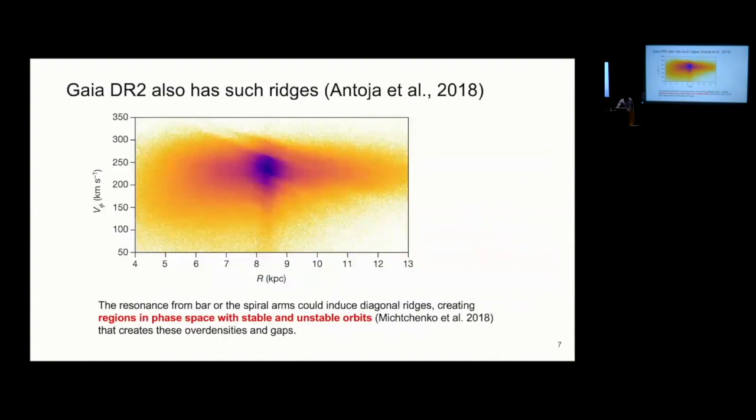Michenko et al. say in their paper that the resonance from the bar and spiral arms could induce such diagonal regions. That creates stable and unstable orbits in the phase space, which creates these overdensities and gaps, these regions in the V5R plot.